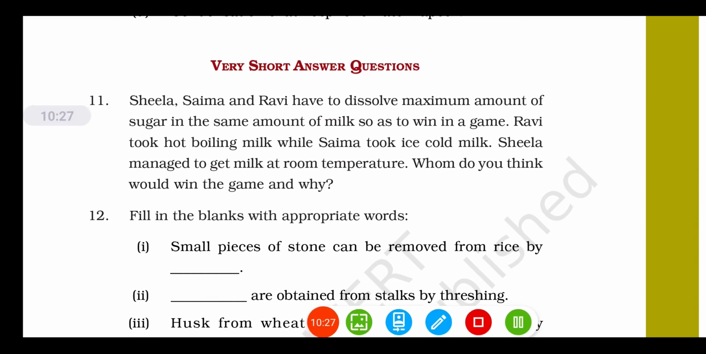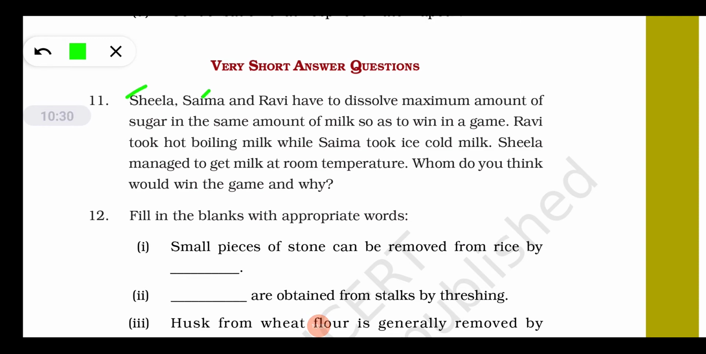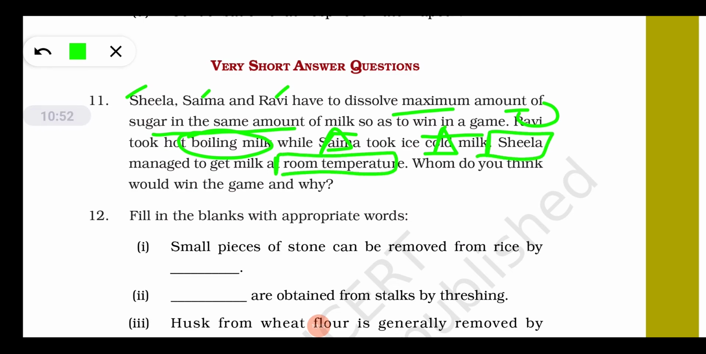Now question number 11. Sheila, Saima and Ravi have to dissolve maximum amount of sugar in the same amount of milk so as to win a game. Ravi took hot boiling milk. Saima took cold ice milk, and Sheila managed to get milk at room temperature. Now, whom do you think would win the game and why? तो मिल्क में शुगर डिज़ॉल्व करना है, एक के पास उबलता हुआ दूध है, एक के पास ठंडा दूध है, एक के पास रूम टेम्परेचर पे मिल्क है.